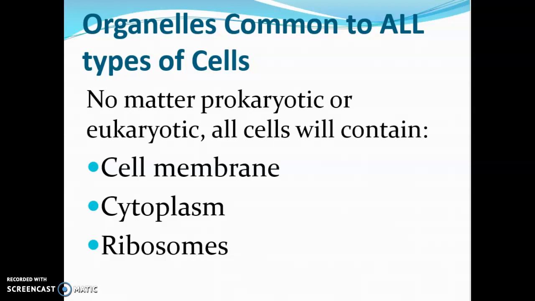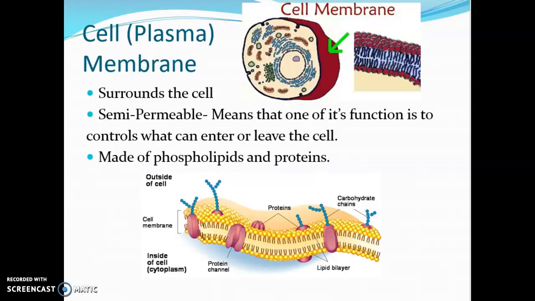Three of them are the cell membrane, cytoplasm, and ribosomes. When it comes to the cell membrane, we understand that that is the outermost part of the cell. Its main function is to surround the cell itself. Its goal is to control whatever enters and leaves the cell.